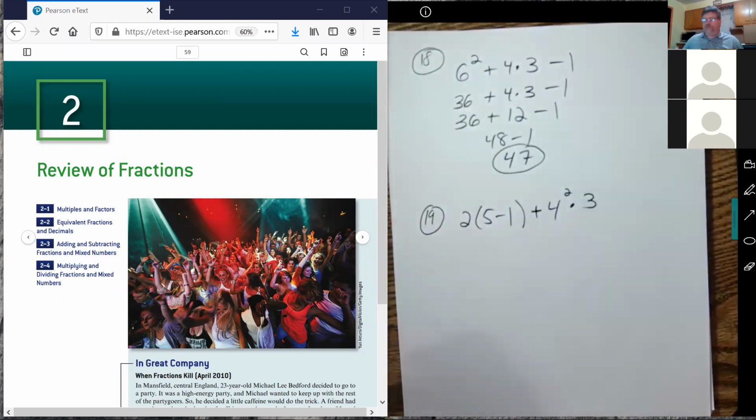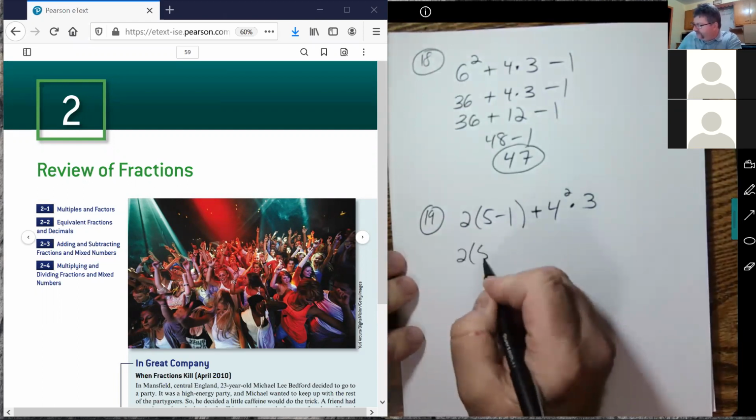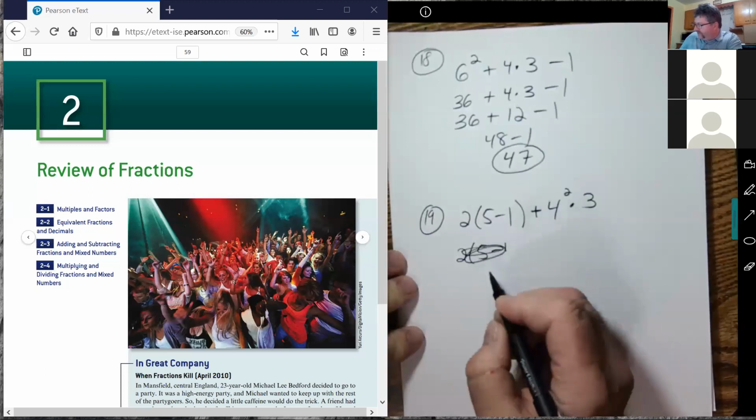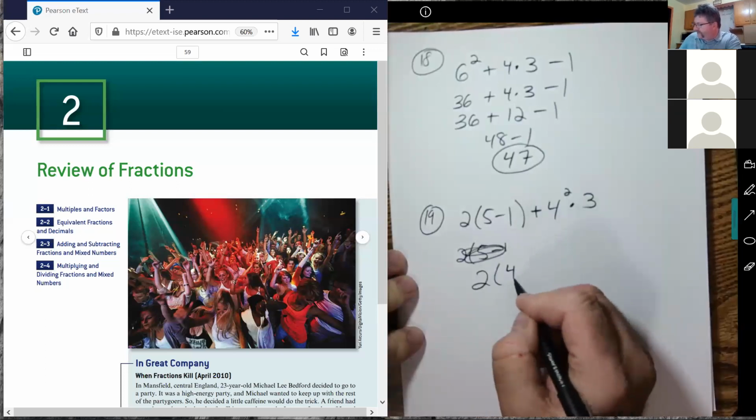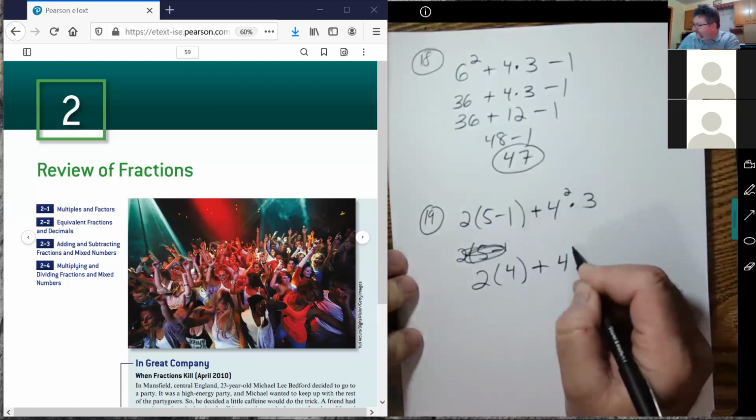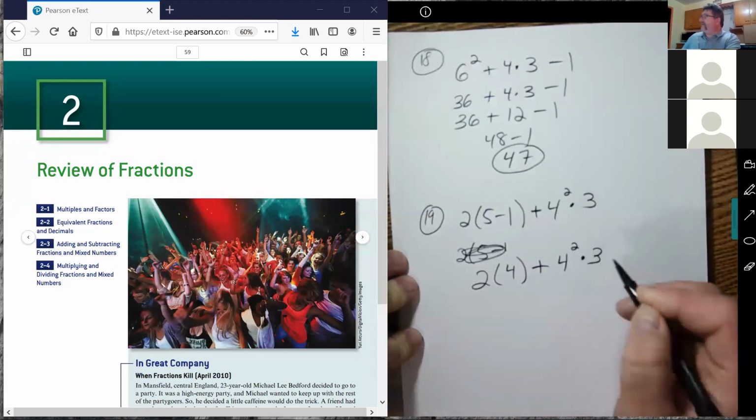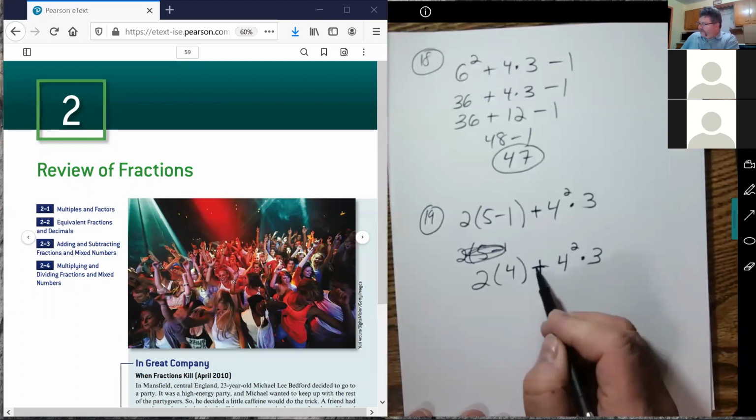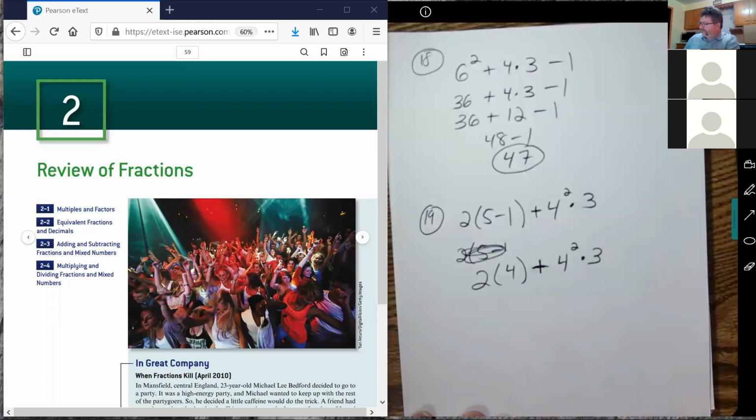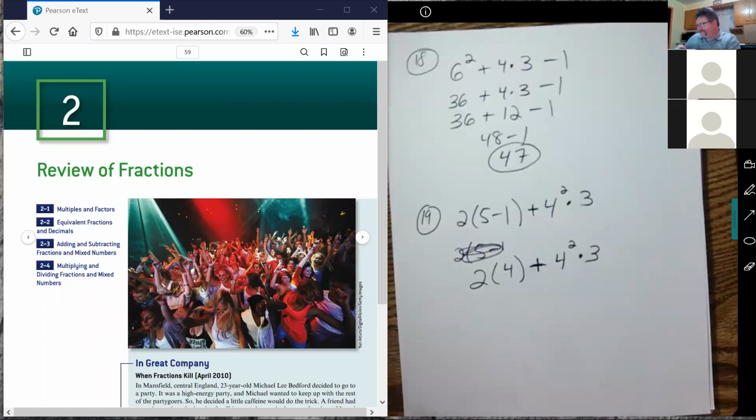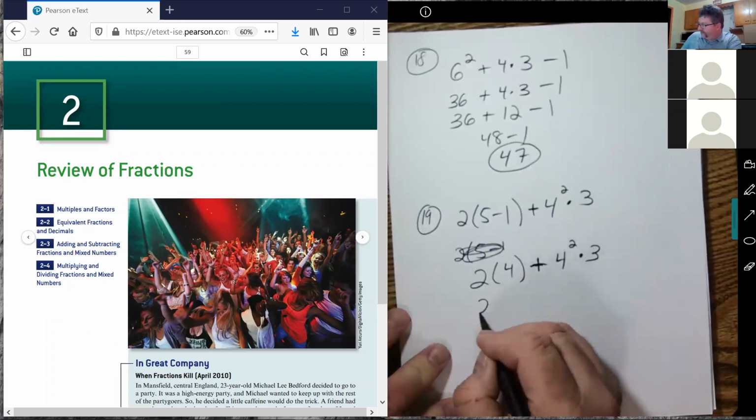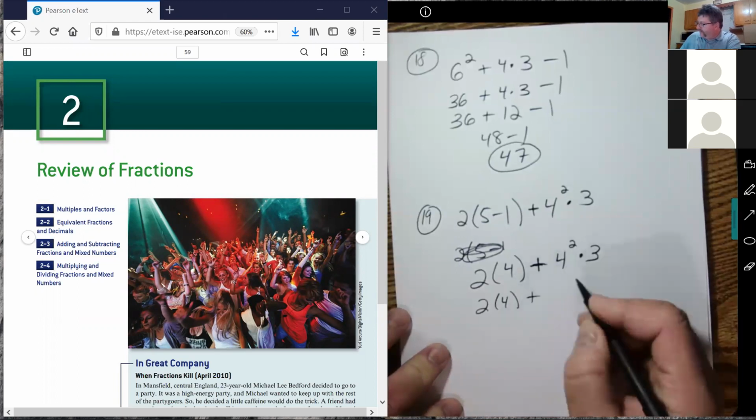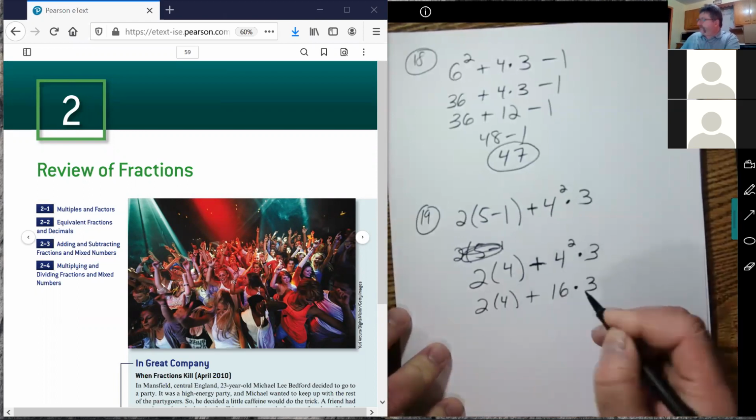Number 19, I've got 2 parentheses 5 minus 1 plus 4 squared times 3. Again, parentheses first. 5 minus 1 is 4. Okay, we really could knock out the 4 squared in that same maneuver. We kind of talked about that a little bit last time. The reason we could is this plus sign protects it from the 2 times 4. So I really could have knocked it out on the next step, but okay, I won't. Now I will. 16 times 3.